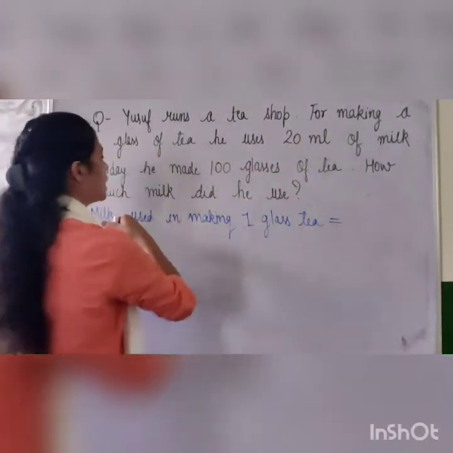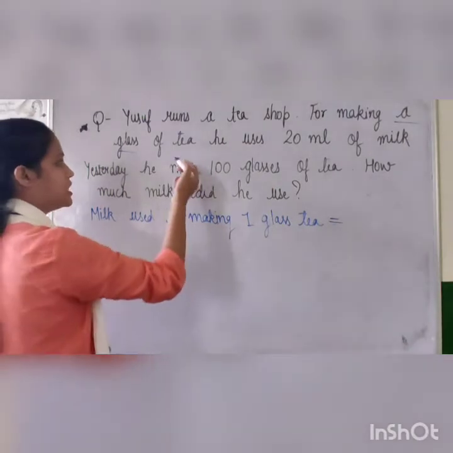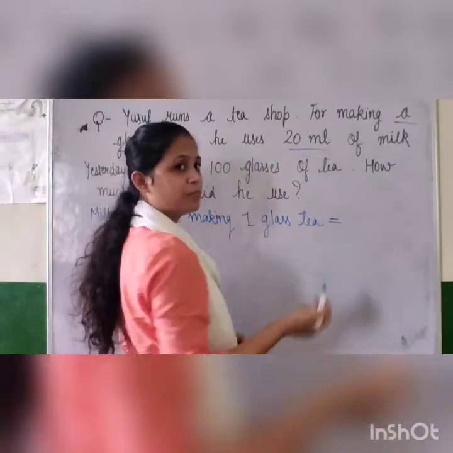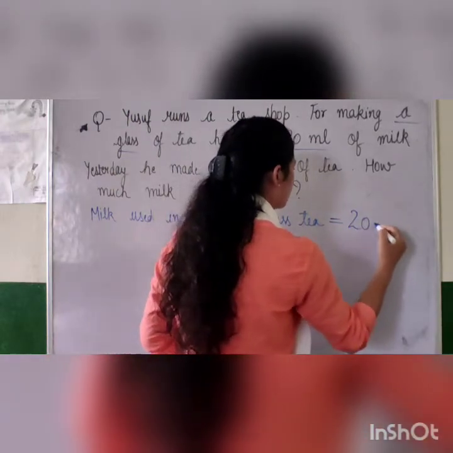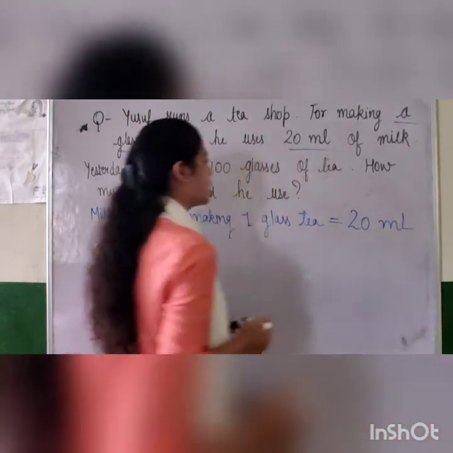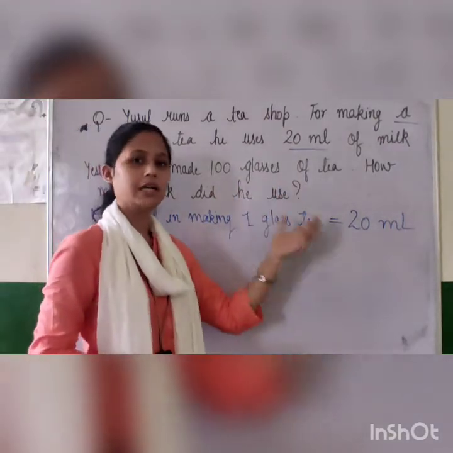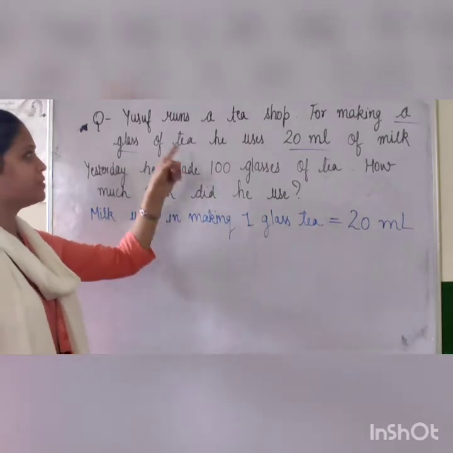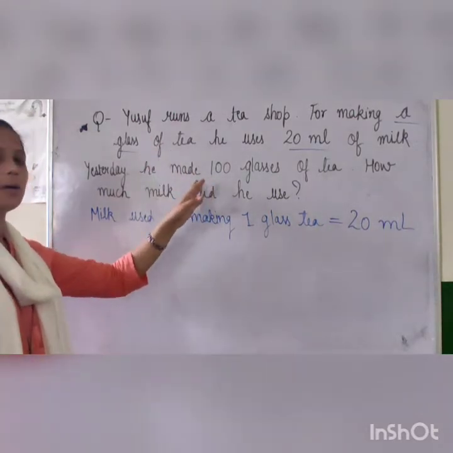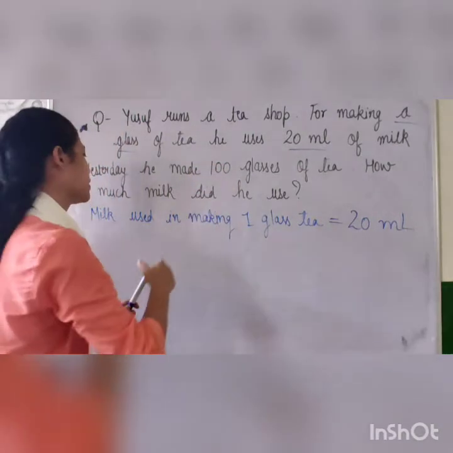For making a glass of tea, a glass means one glass. So for one glass of tea he is using 20 ml of milk. So we have to find out how much milk he will use for making 100 glasses of tea. We have been given for the small amount, and we have to find for the big amount. We have been given for 1 and we have to find for 100. So let's see.